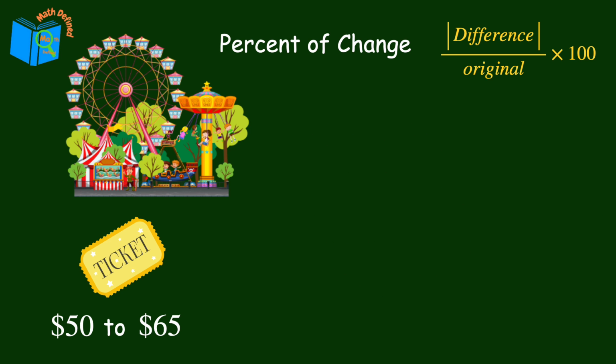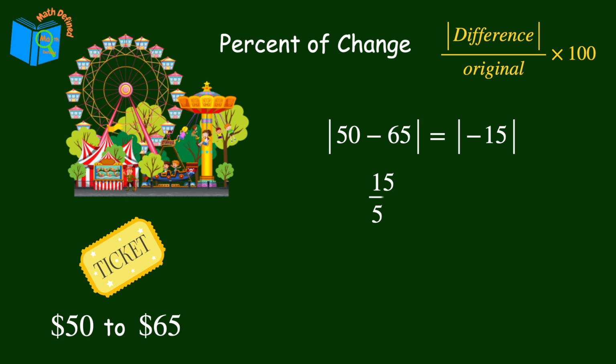Okay, let's see how you did. First, find the difference between the prices. $50 minus $65 is negative 15. Wait, we have another negative number. No problem, that's where absolute value comes in. It just means we ignore the negative sign. So we're working with positive 15. And remember, it doesn't matter if you subtract 50 minus 65 or 65 minus 50, the absolute value makes sure the difference is always positive.